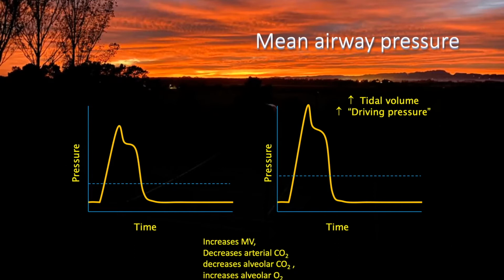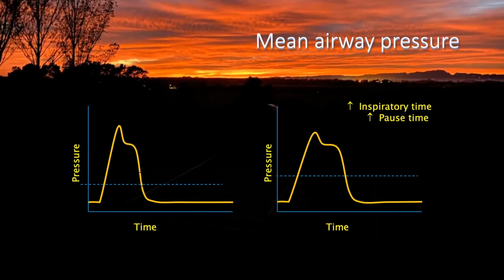The second way we can raise mean airway pressure is by changing the profile of the inspiratory cycle. And with volume modes, there are two options. One is to increase the total inspiratory time by slowing the inspiratory flow rate, or increasing the pause time. On pressure control, it's simply a matter of increasing the inspiratory time. And both of these have an effect, again, I believe, because it raises the mean airway pressure and has a higher driving pressure across the alveolar membrane.